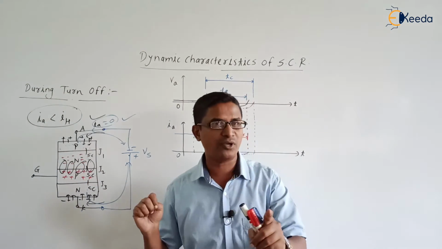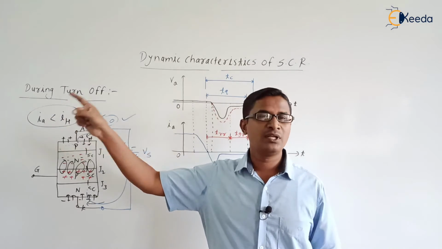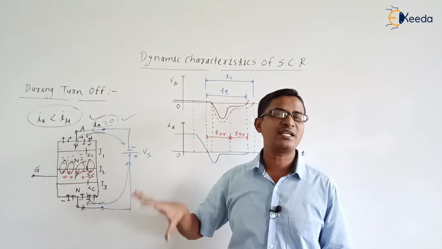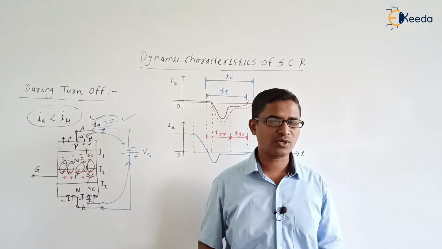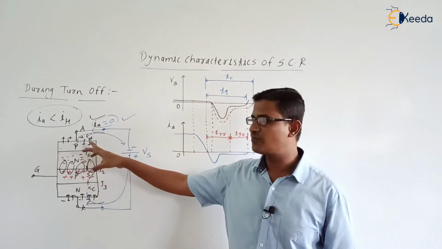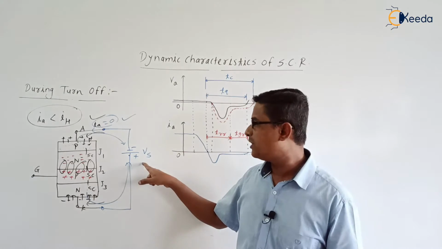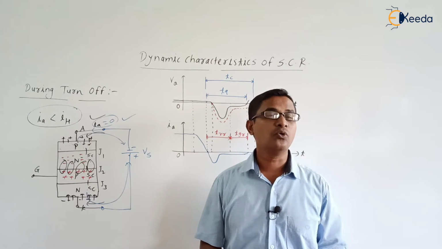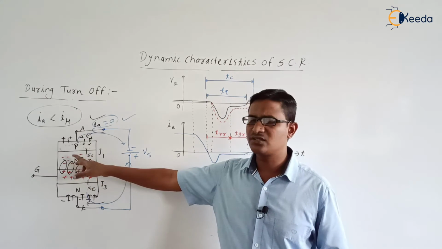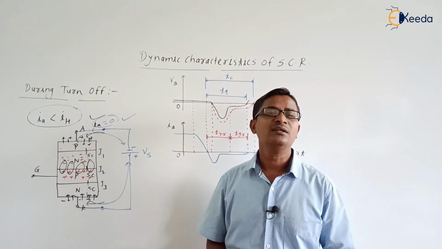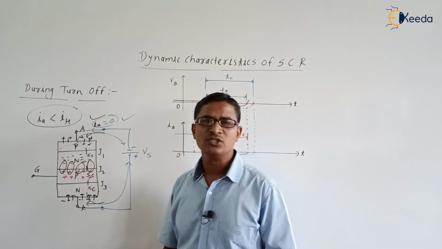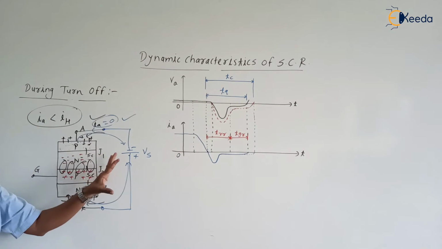So, a very important point. First, we need to reduce the anode current to less than the holding current value. Second, we need to remove the added charge carriers from all the 4 layers of the SCR. How to remove the added charge carriers from the outer 2 layers? They can be removed by maintaining the reverse voltage across the SCR. How to remove them from the inner 2 layers? They will get neutralized, or removed, by recombination. In this way the added charge carriers can be removed.